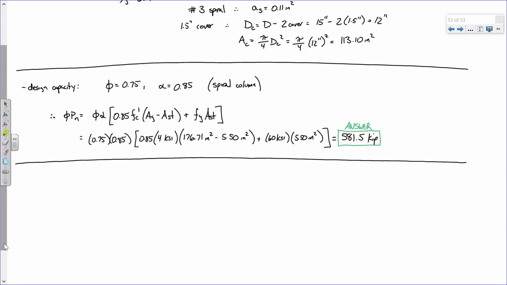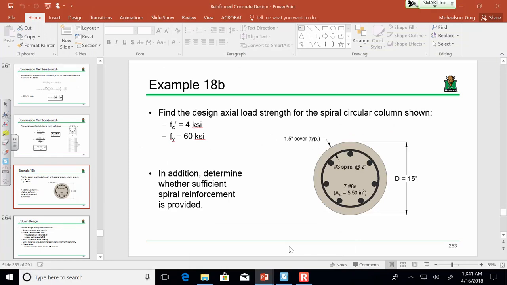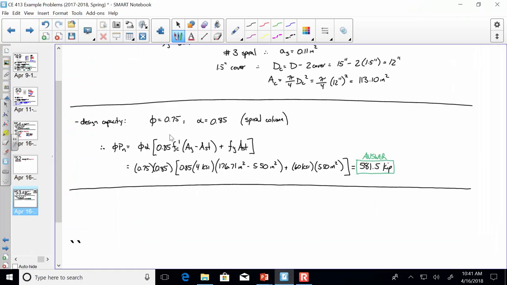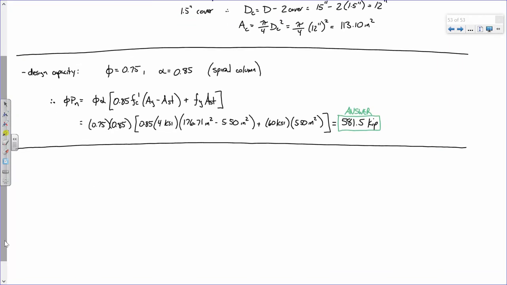Don't worry, I'm not going to make you determine the distance between these two bars. You just draft that out and measure it in CAD or MicroStation or something. So don't worry about that. What I am going to potentially make you do is determine whether or not there's a sufficient amount of spiral steel. But that isn't that bad. Okay? So, spiral steel check.